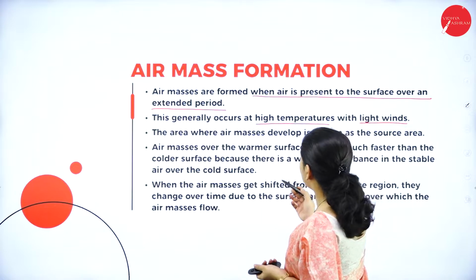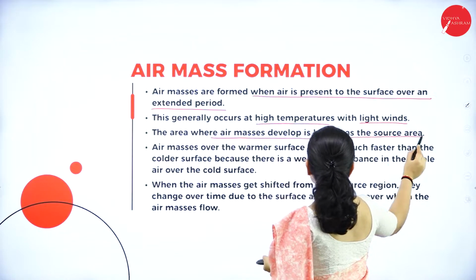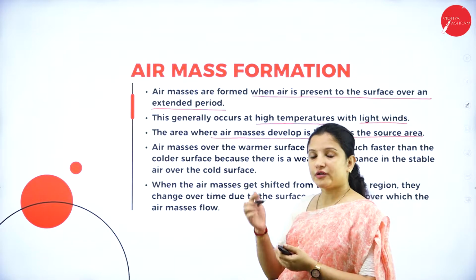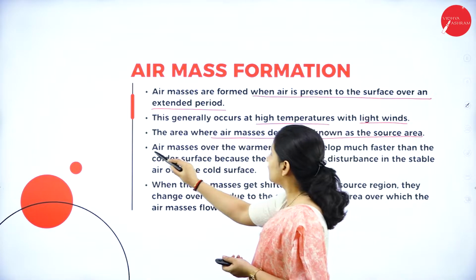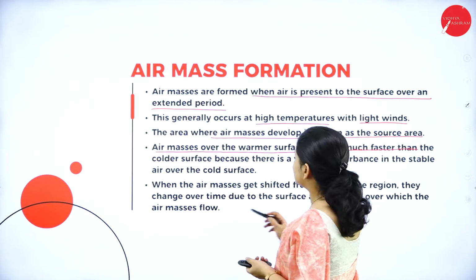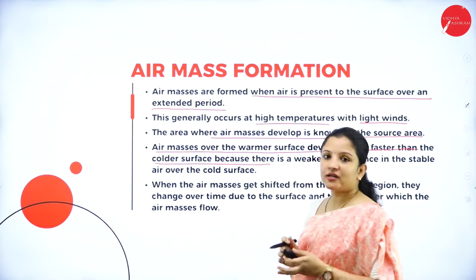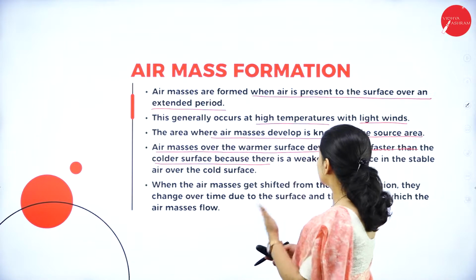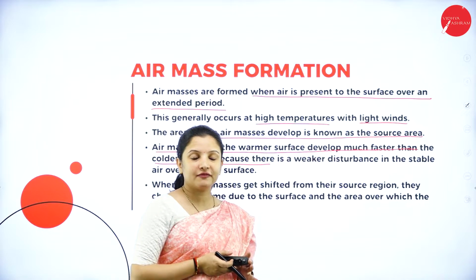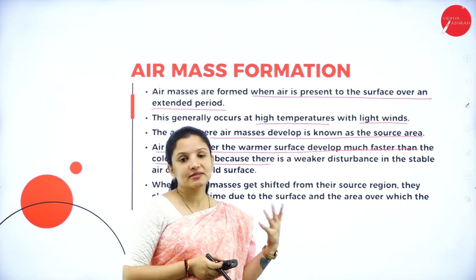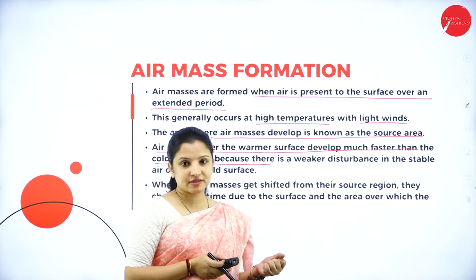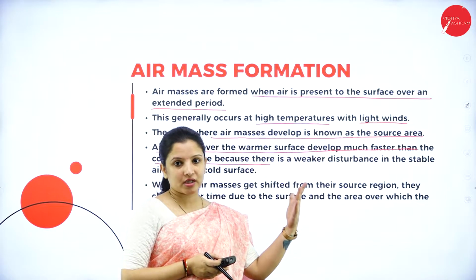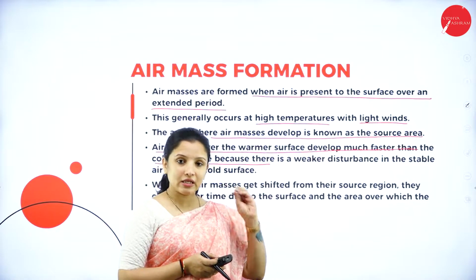The area where air masses develop is known as the source area. Air masses can move from one place to another depending on the flow. Air masses over a warm surface develop much faster than over a colder surface. We had heard that earlier, right? Say, for example, the equator. Equators are warmer because they receive enough sunlight. Therefore, the heating taking place there is more when compared to the polar region. Polar regions do not receive enough sunlight.